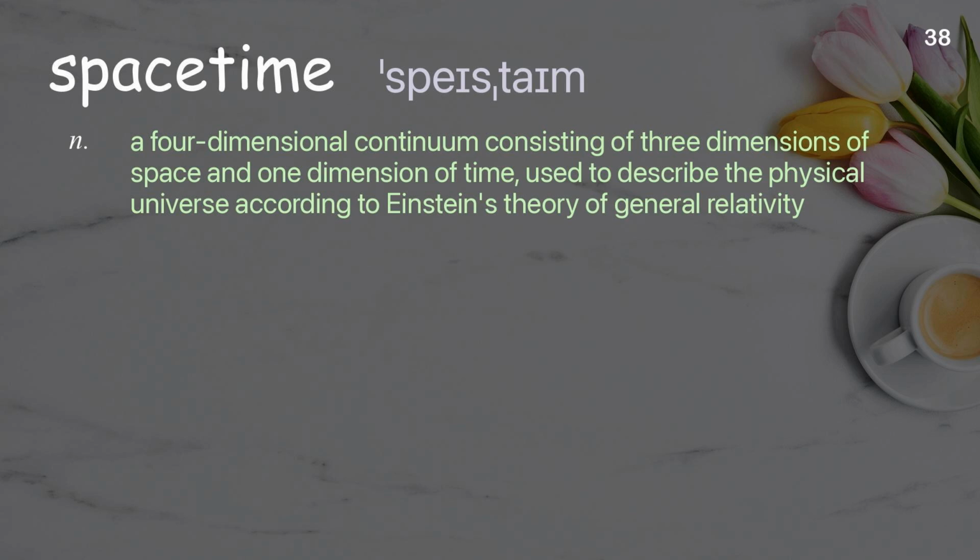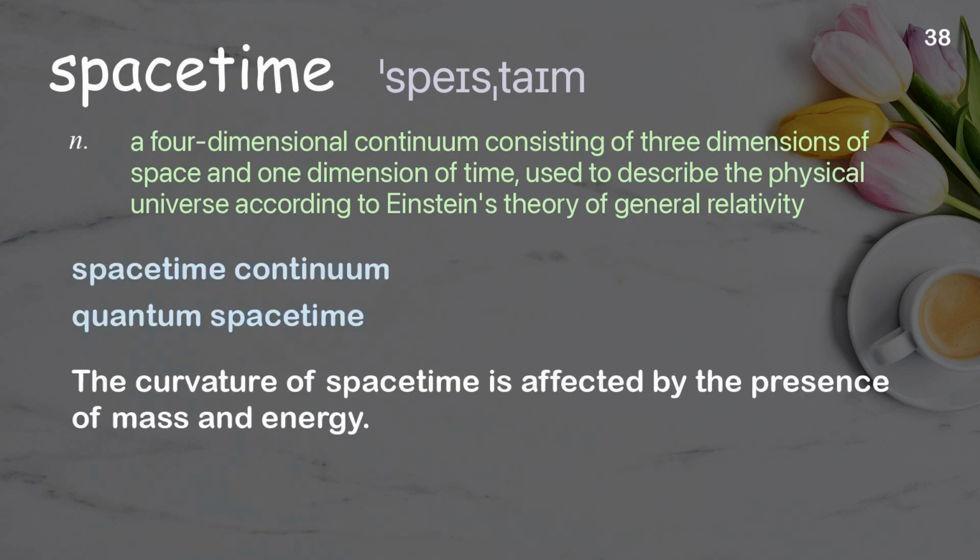Space-time. A four-dimensional continuum consisting of three dimensions of space and one dimension of time, used to describe the physical universe according to Einstein's theory of general relativity. Examples. Space-time continuum. Quantum space-time. The curvature of space-time is affected by the presence of mass and energy.